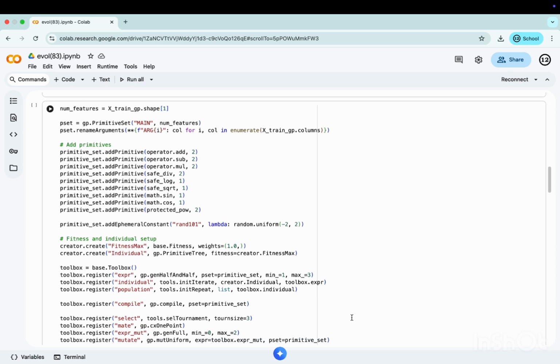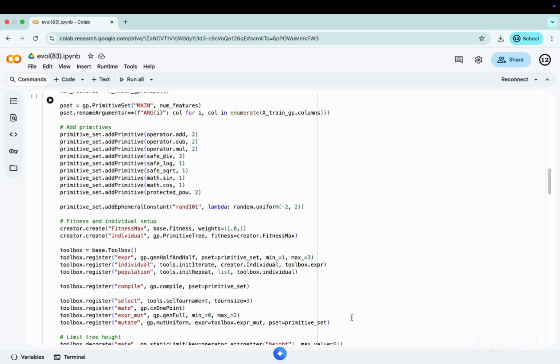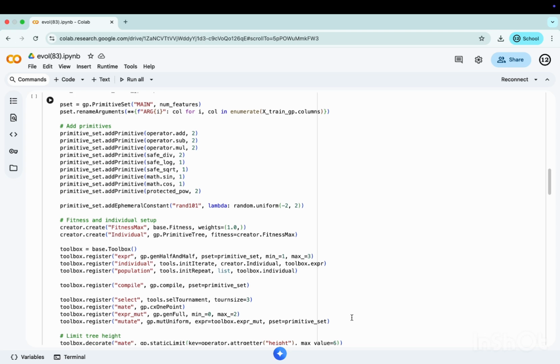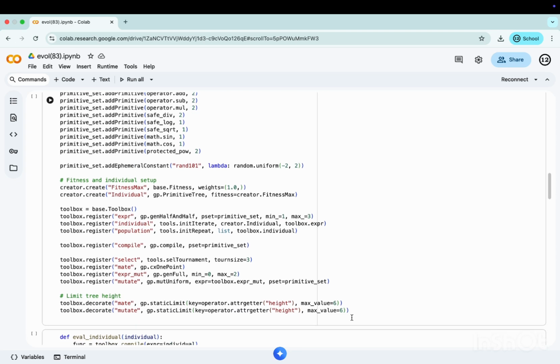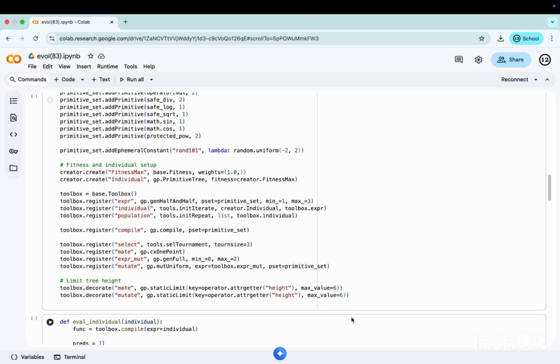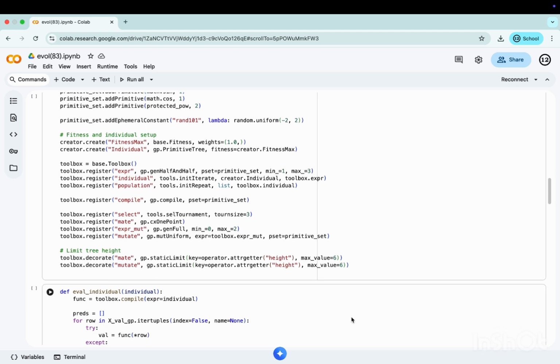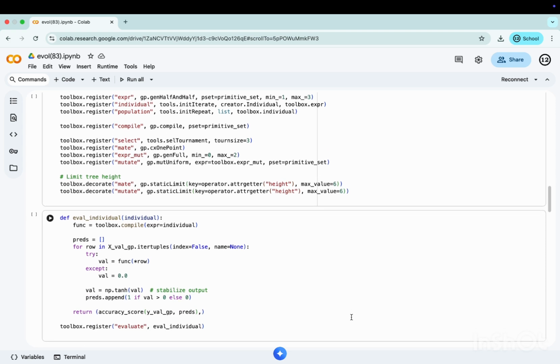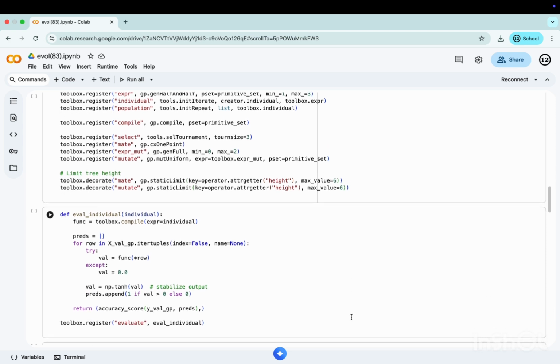The genetic programming classifier is initialized with the parameters that control the evolution, such as the population size, number of generations, tournament size, crossover probability, and mutation probability. And also the mathematical functions that GP is allowed to use, which is very important in genetic programming.